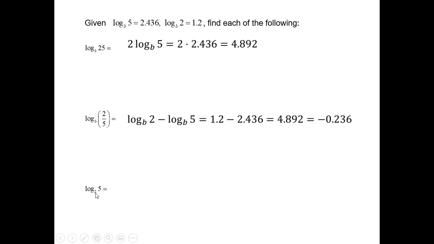Log base 2 of 5. Again, I can look at this and do log base b of 5 divided by log base b of 2, which is equal to 2.436 divided by 1.2, which is equal to 2.06. Okay. Again, ignore this 4.892. That was copied and pasted incorrectly there. All right, we will continue on here.